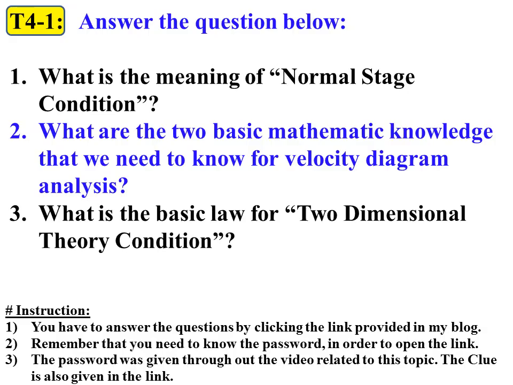Okay, in order to test your understanding of part number 1, chapter number 4, please answer the questions below. Question number 1: what is the meaning of normal stage condition? Question number 2: what are the two basic mathematical knowledge that we need to know for velocity diagram analysis? Question number 3: what is the basic law for two-dimensional theory condition?